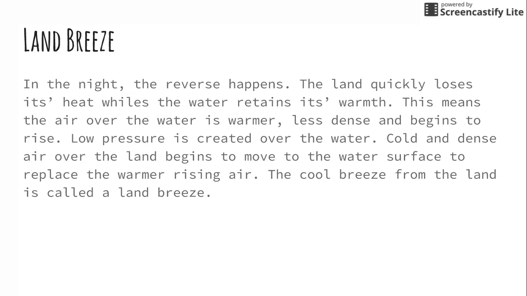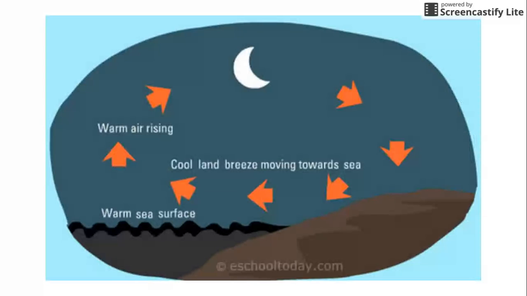The cold, dense air over the land begins to move towards the water surface to replace the warm air rising, because of the pressure system moving through. So now we have the breeze from the land coming in, and because that cooler breeze is coming from the land, we know that it's called a land breeze. This is a diagram of that, and you see this cool land breeze moving towards the sea while the warm air rises with this low pressure. It's less dense, and it will then cool down, and we have this going on during the nighttime.